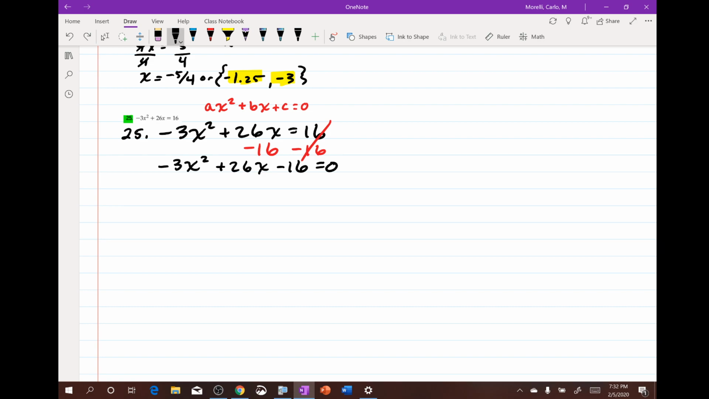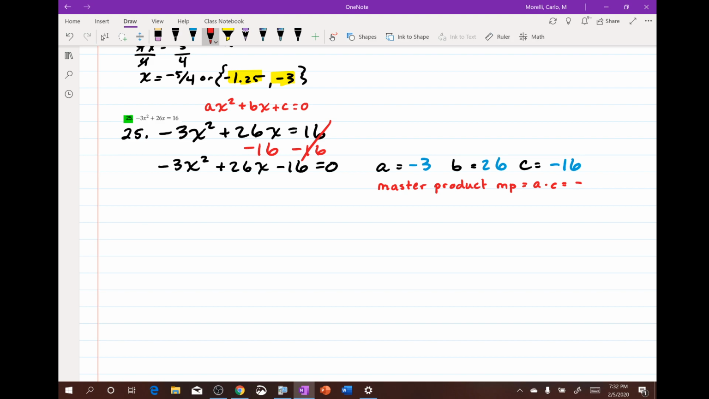Okay? So now we can determine what A equals, B equals, C equals. So A equals negative 3, B equals 26, and C equals negative 16. Okay, let me make sure this is one that I assigned. Yeah, I did assign it. Okay. So, ladies and gentlemen, now let's figure out the master product. The master product, which we're calling MP, is equal to A times C.